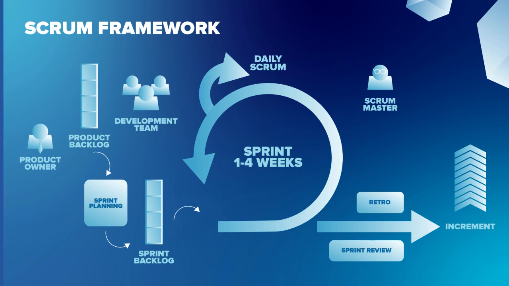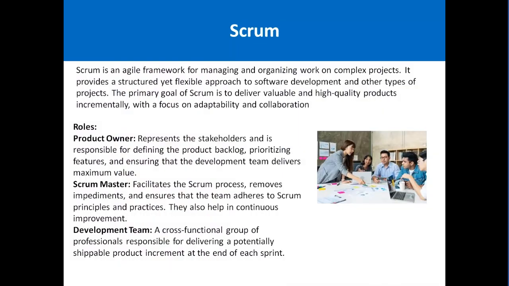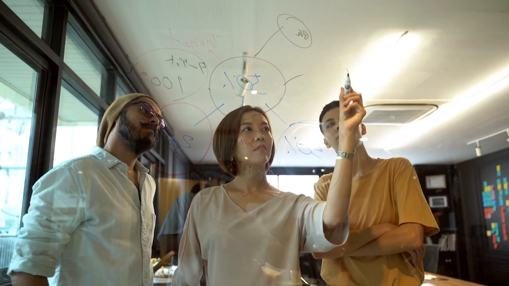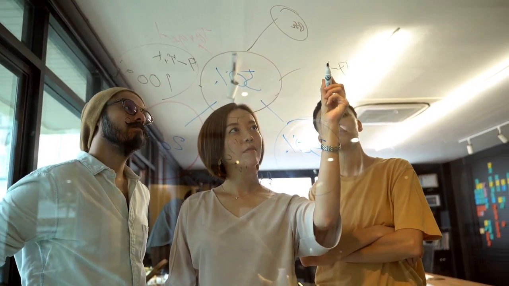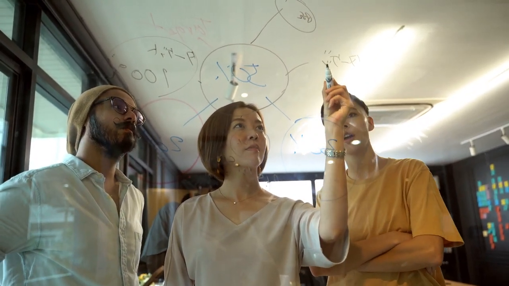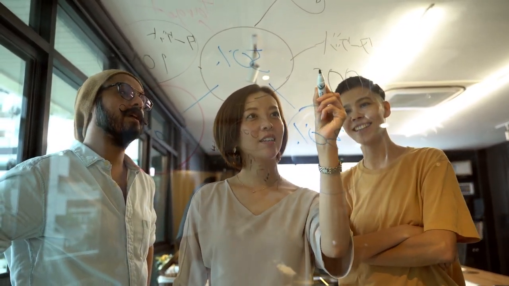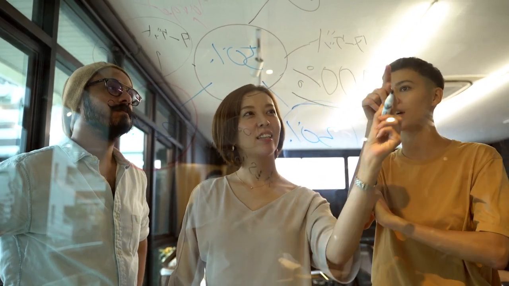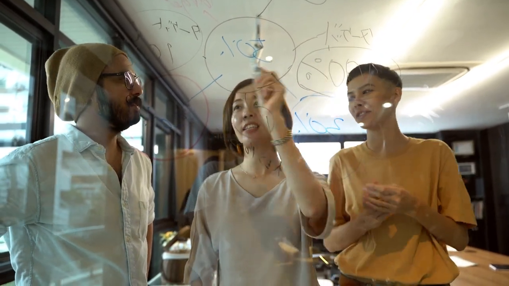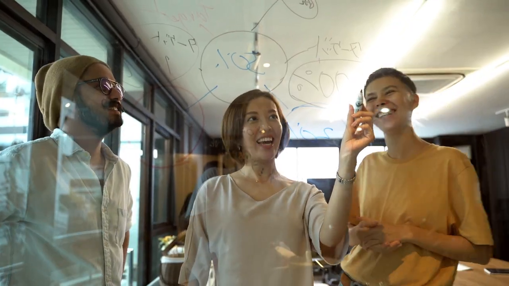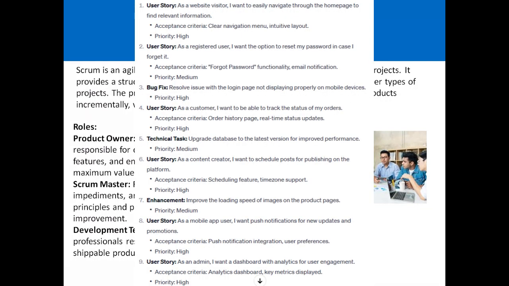Now there are 3 main roles in the Scrum framework. First one is the product owner. You can think of this person as the voice of the customer. Basically he is also a stakeholder, but he is the person who knows what needs to be developed, what the requirements of the product are, and he is the custodian, the owner of the product backlog. Product backlog is the set of requirements or features which need to be developed in a product. Also he knows the priority and ensures the development team delivers the maximum value.